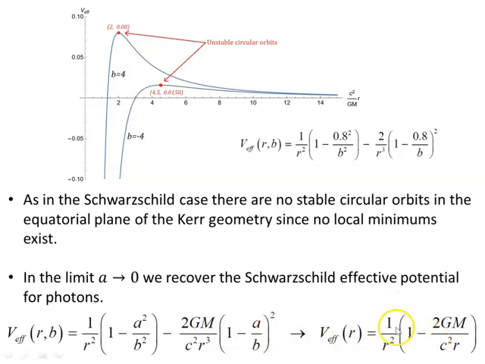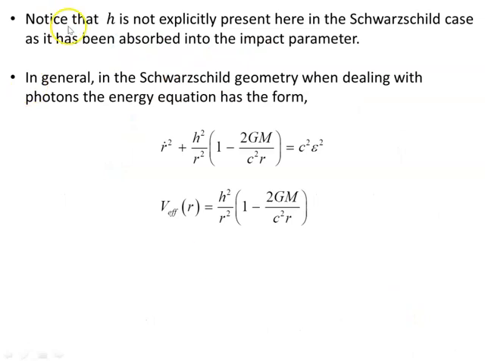Notice there's no explicit h squared, no h dependency in this effective potential. There's no angular momentum of the particles explicitly appearing in the effective potential here. Notice that h is not explicitly present here in the Schwarzschild case, as it's been absorbed into the impact parameter. Remember, in formulating the impact parameter, we absorb that angular momentum term.